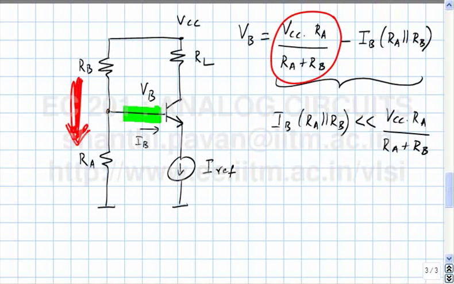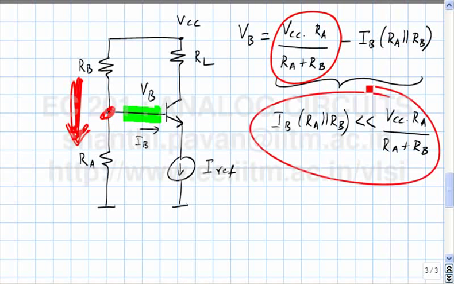When will this potential remain VCC times RA by RA plus RB? If the current flowing here, between VCC and through RA and RB, is very large compared to this current, then this node will hardly notice that any current is flowing off, and the node potential will be approximately RA by RA plus RB. Does it make sense? So you want to make sure that a torrent of current flows between RB and RA, and a small base current is lost.